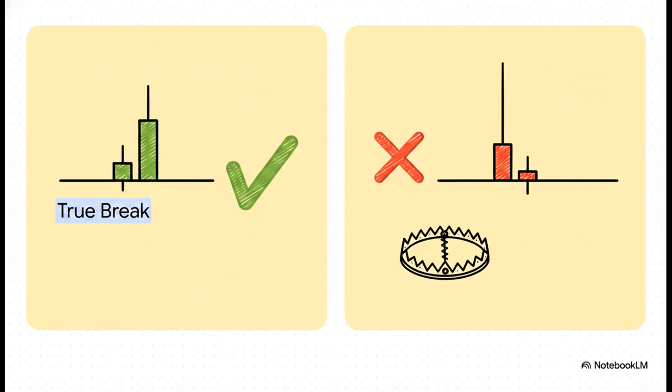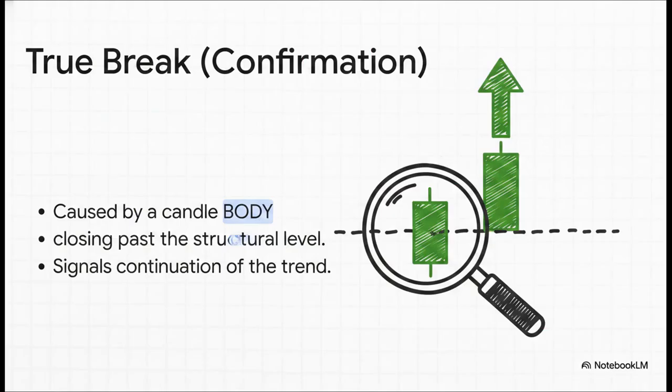And to see that, we've got to look at the candle itself, the body versus the wick. A true confirmed break comes from the candle body, the fat part of the candle. When you see the body close firmly on the other side of that level, that's conviction. That's the market basically saying, yep, we're not just visiting this new price, we're moving in. It's a strong signal the move is likely to continue.